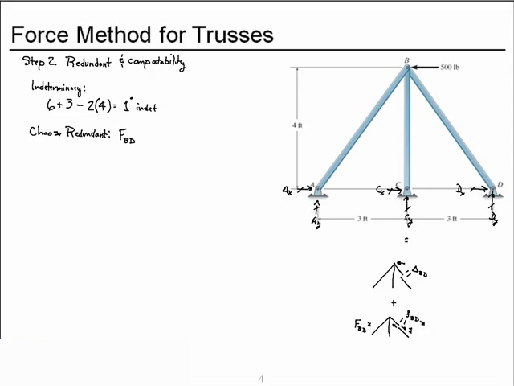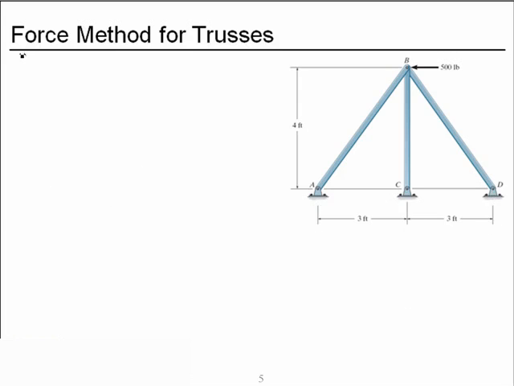We'll call the flexibility coefficient BD, comma, BD. So our equation of compatibility becomes the gap at BD plus the force in member BD times the flexibility coefficient have to add up to 0.